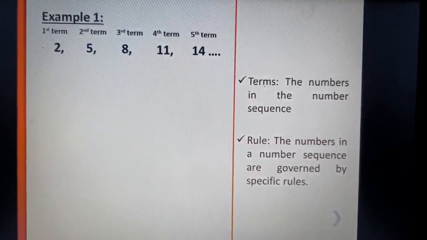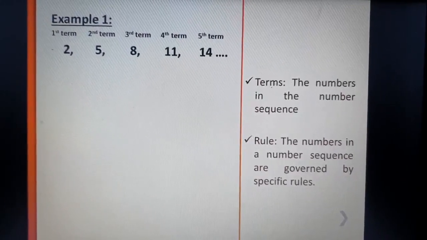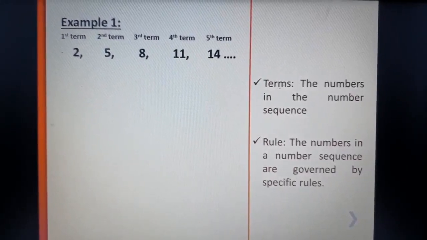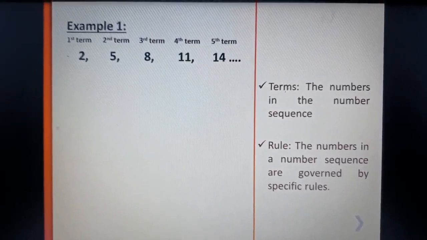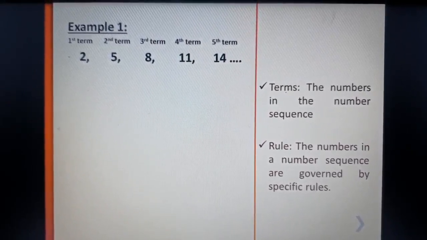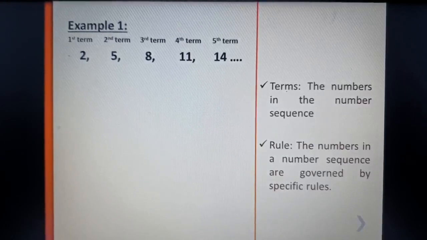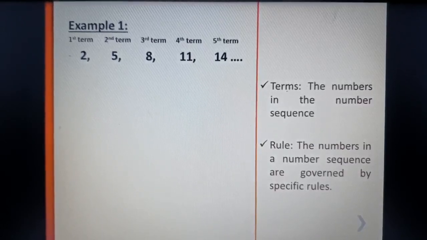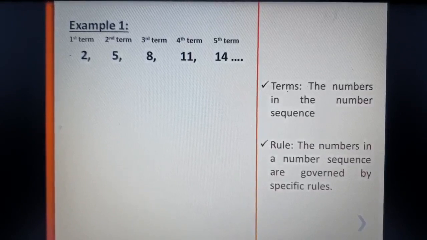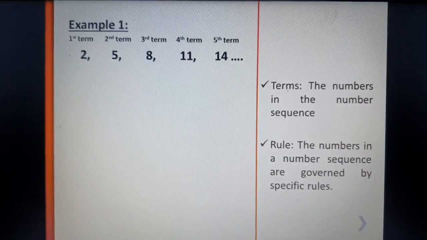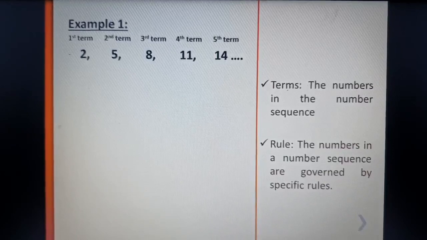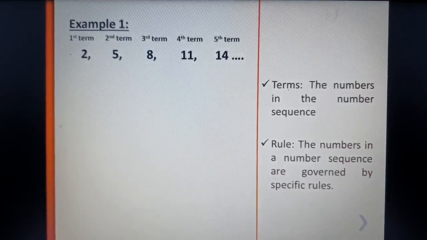Now the next one is rule. So what's the rule? The numbers in a number sequence are governed by specific rules. That means how the first term is related to the second term and how the second term is related to the third term. This relation between each adjacent terms is called a rule.